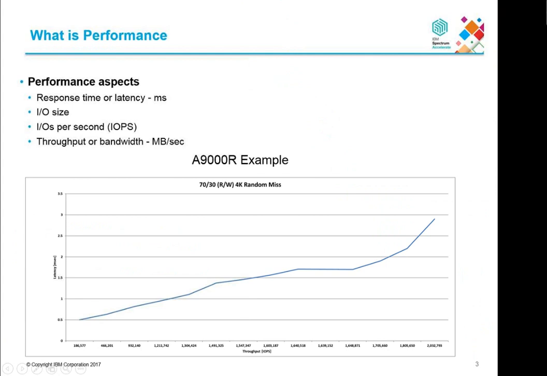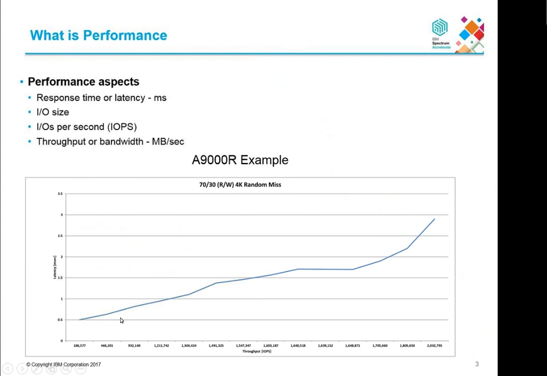All right, first thing I want to talk about is just the performance aspects, right? Response time is one of the big things. I/O size is also important. Talk about IOPS and also throughput or bandwidth in megabytes or gigabytes per second. And a lot of times when we talk about performance, we'll have charts, right? What I'm showing here is for the A9000R, a full rack, 6-grid element rack, and it's a 70/30 4K. So it's a 70% read, 30% write, 4K I/O size, and then random miss.